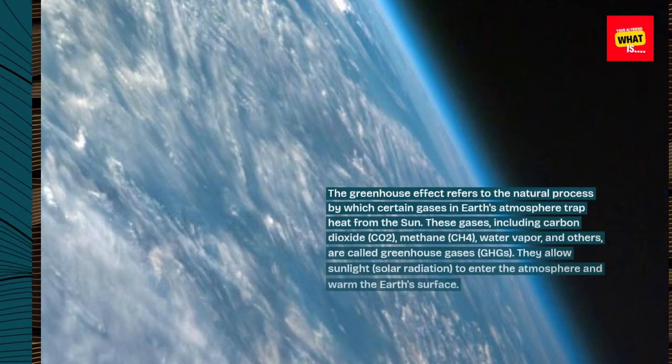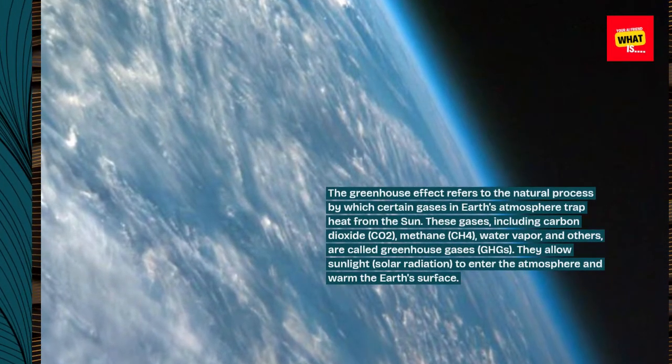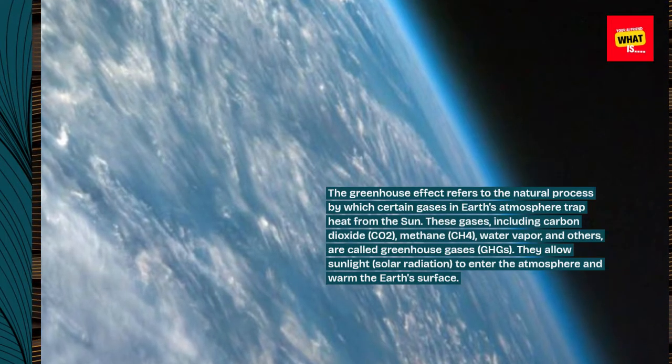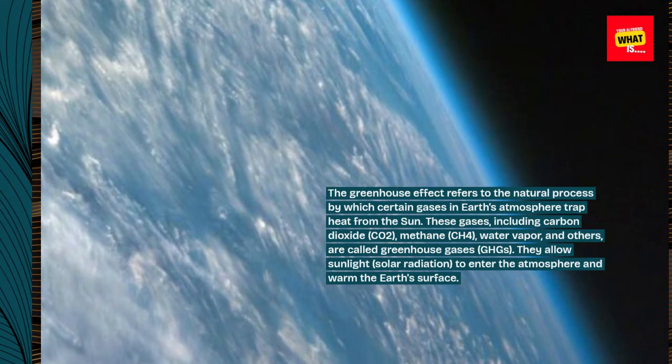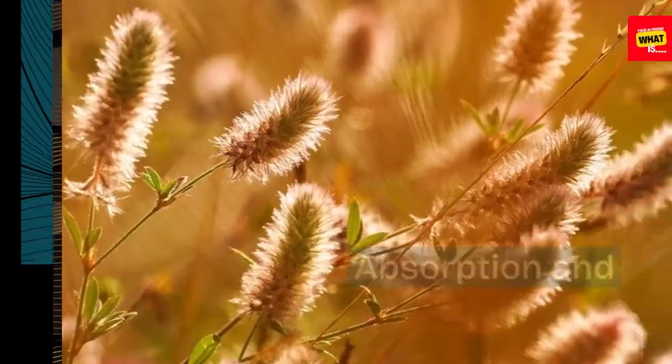from the sun. These gases, including carbon dioxide, CO2, methane, CH4, water vapor, and others, are called greenhouse gases, GHGs. They allow sunlight, solar radiation, to enter the atmosphere and warm the Earth's surface.